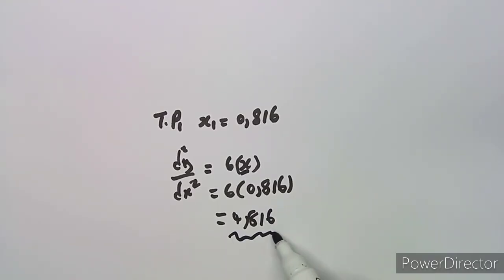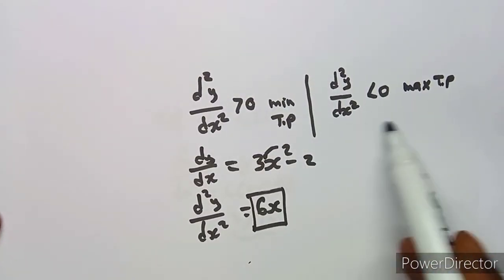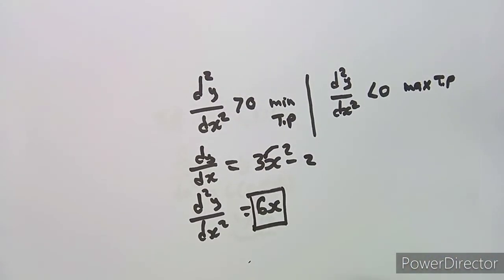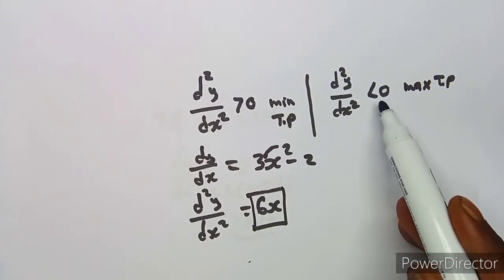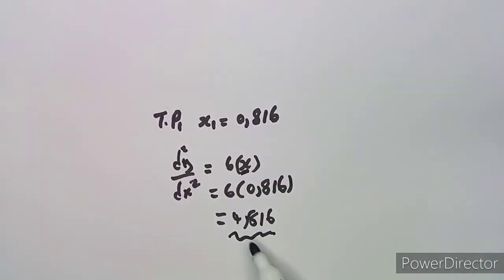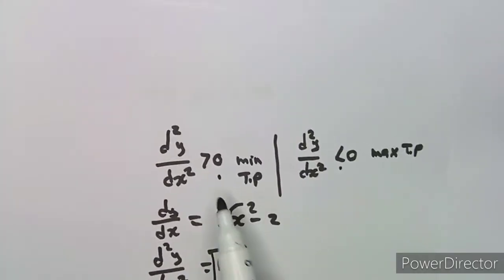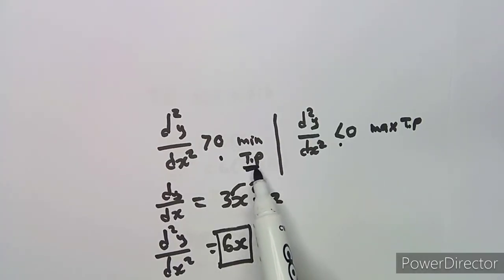And this value here, let us compare between these two conditions. How can we compare this? Is it less than 0 or is it greater than 0? As you can see, guys, this value is greater than 0. 4,816 is bigger than 0. So if it is bigger than 0 like this, it means that it is a minimum turning point.